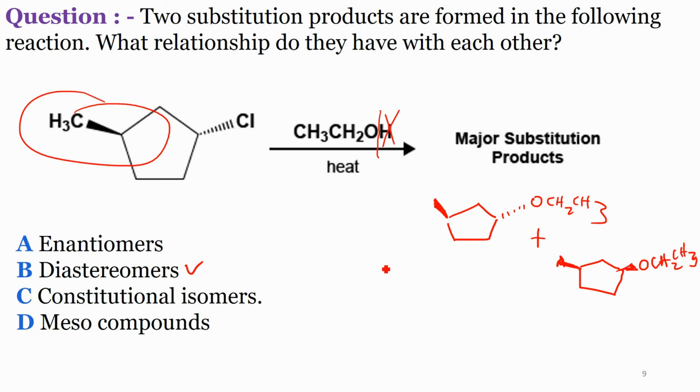Okay, so those are the two products, and these two guys are diastereomers because one center is kept. This chiral center is kept, the other one is switched. If you want, you can assign R and S. You'll see that the methyl chirality will stay, but the ether chirality will change.